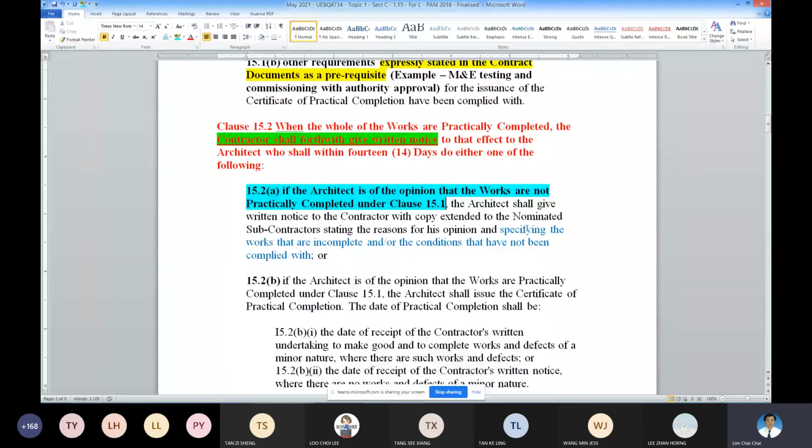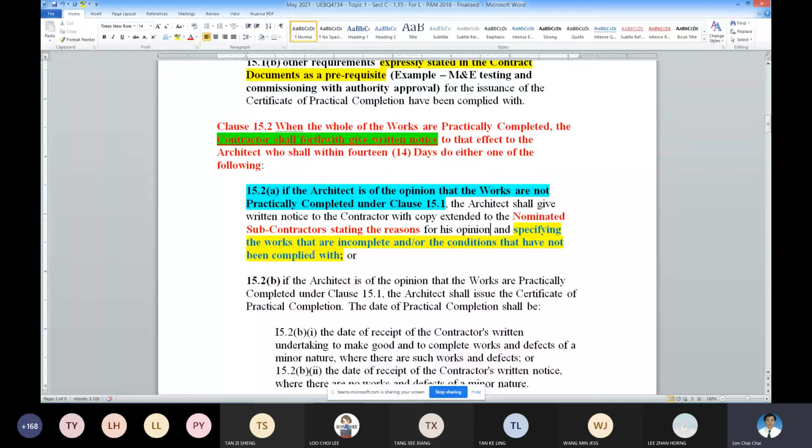Previously, no, now stating the reason. And this blue color one is additional. Okay. PAM 2006 is not there. Okay, this one is a new clause added under PAM 2018. PAM 2006 is until here, stop already. Now 2018, this blue color here is added, specifying the works that are incomplete or the conditions that have not been met or complied with. Okay, so they're giving you the reasons. So that is to reject you.